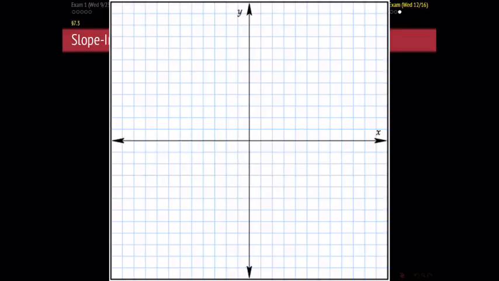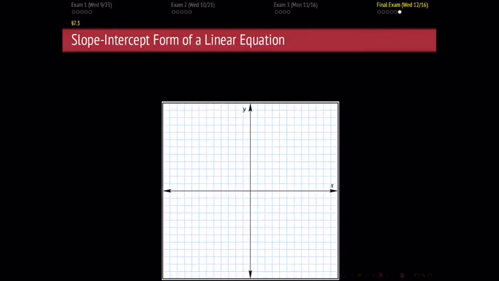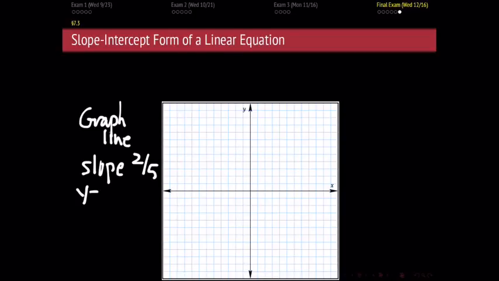So I'm just going to put up some graph paper. And now the question is to graph the line whose slope is 2/5 and whose y-intercept is 8. How would I do that? If that's the information I have about this line, how do I graph that line given that information?